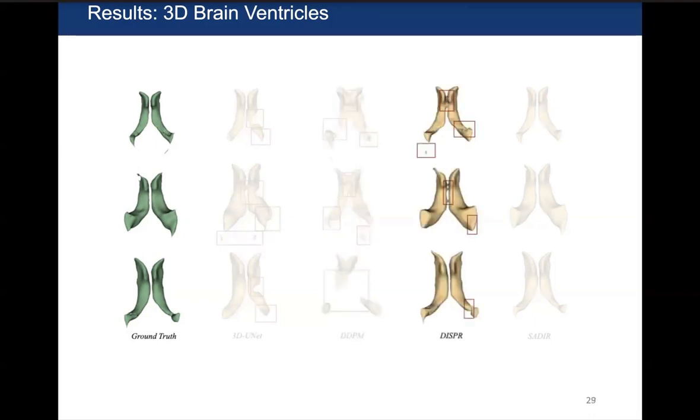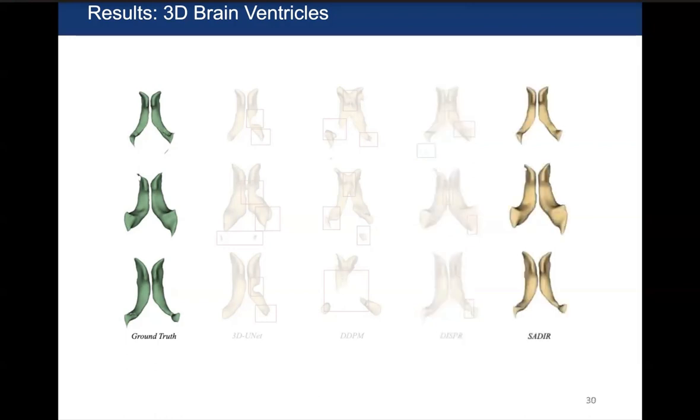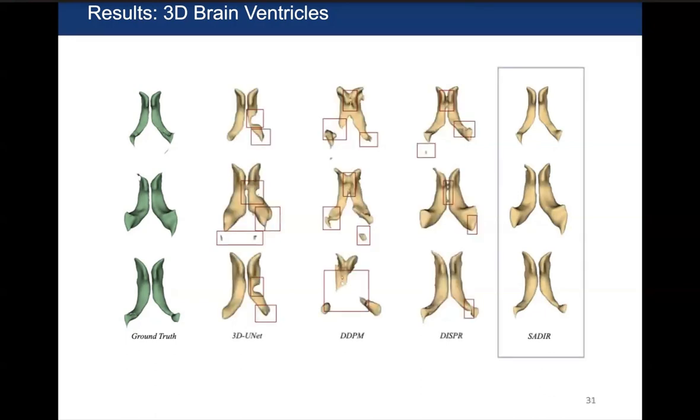DISPER, which is a recent work where they perform reconstruction using topological loss along with the DDPM, effectively reconstructs the left and right ventricles without discontinuities. However, it still has joint appendages and does not preserve the shape of the tail of the ventricles. But our framework SADIR preserves the shape of the ventricles from anterior to posterior along with high performance metrics. And the snapshot of our predictions as compared to the 3 SOTA models is given here.